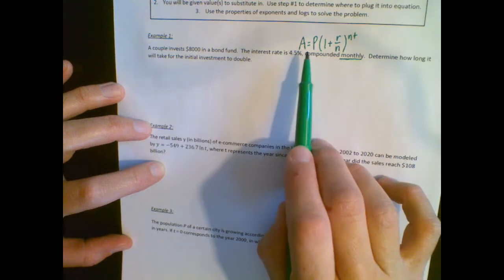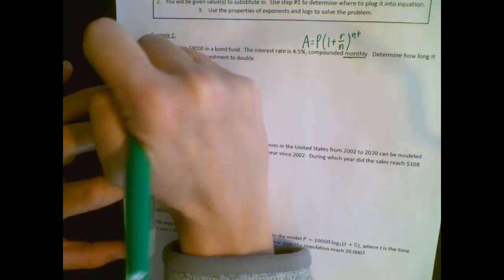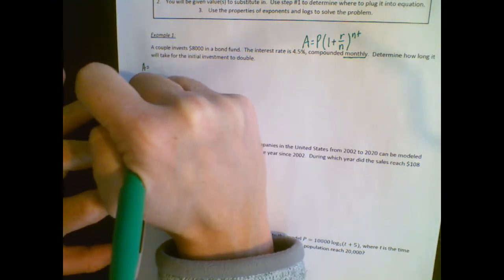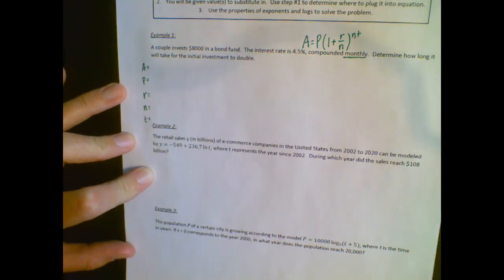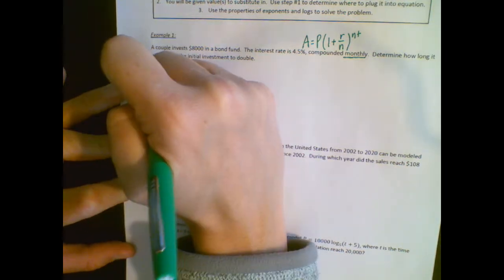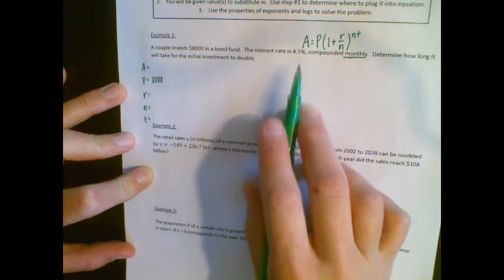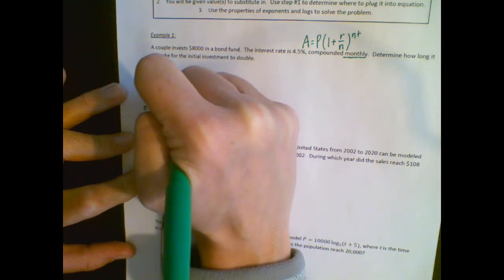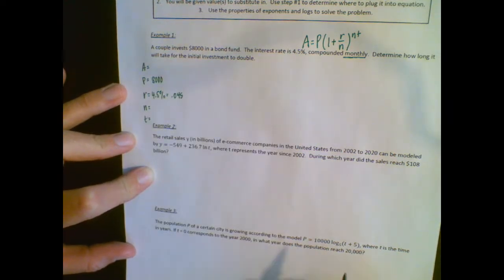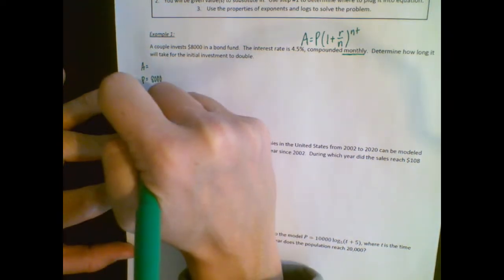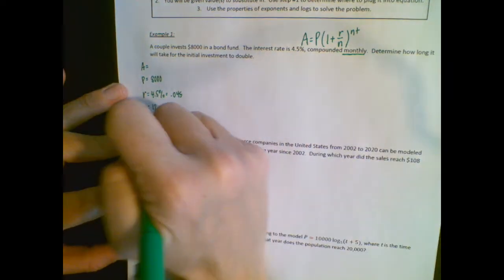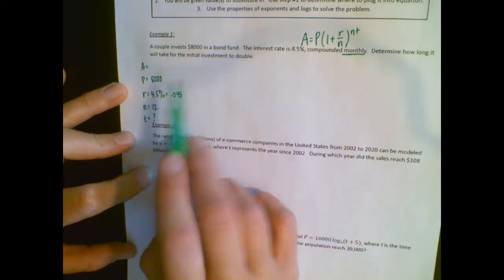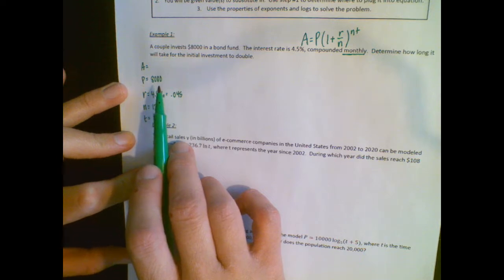And we basically need to figure out, well, what do we have? What do we need? So A, you're talking about P, we need an R, and we need an N, and we need a T. So we're investing $8,000. That's what we're starting with. So that's our P. Interest rate is 4.5%. So I'm going to convert that to decimal, so 0.045. Compounded monthly means that we're compounding 12 times, which is our N. We want to determine how long, so our T is what we're looking for, and we're doubling our initial investment, which means that we're taking this 8,000 and we're multiplying it by 2.